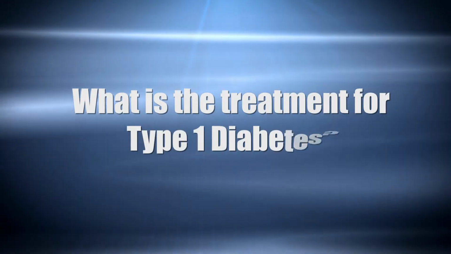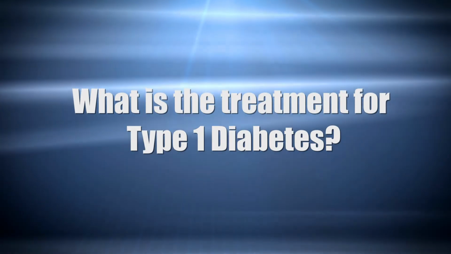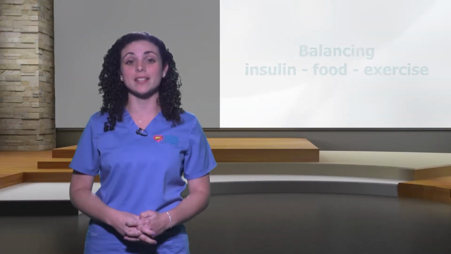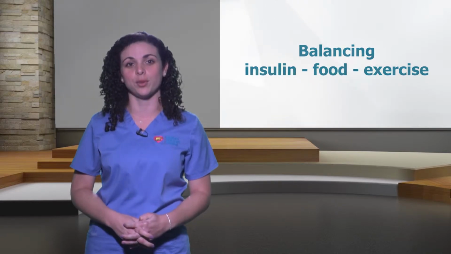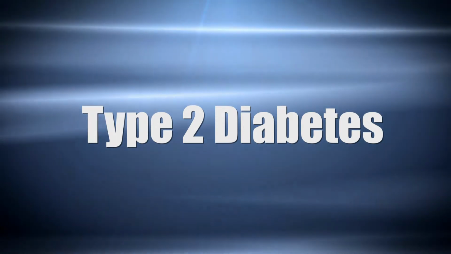So what is the treatment for type 1 diabetes? Proper management includes balancing insulin, food, and exercise to control blood glucose. Now, let's talk about type 2 diabetes. Type 2 is the most common type of diabetes. It is often associated with being overweight.